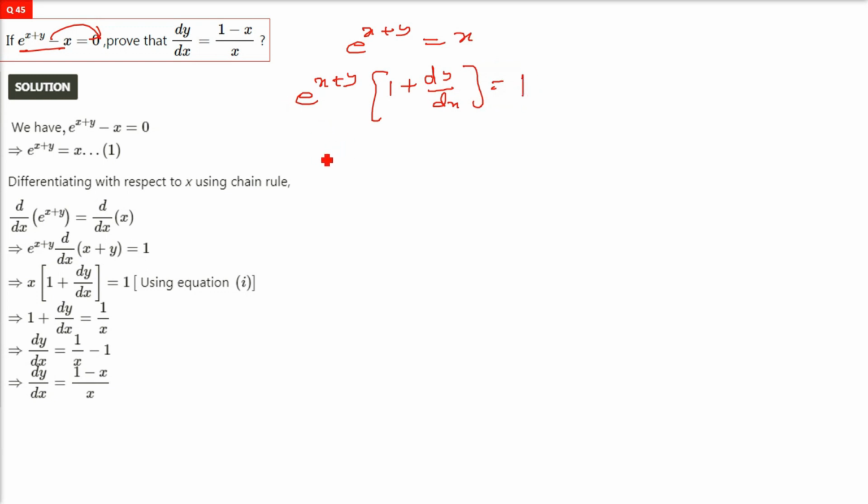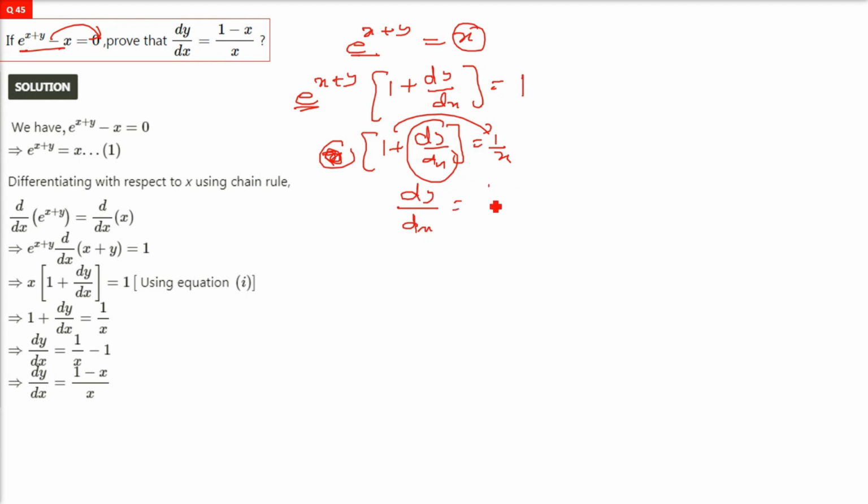So now multiply, and please remember this e to the power x plus y was what? It is x only. E to the power x plus y is x only, so you can replace this by x. So x times 1 plus dy by dx is equal to 1. This x on the denominator, so 1 plus dy by dx is equal to 1 by x. Now dy by dx will be what? 1 by x minus 1. So dy by dx is 1 by x minus 1. It will be 1 minus x by x, dy by dx here. Okay.